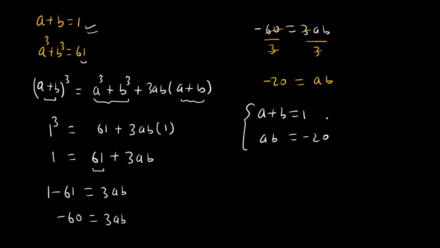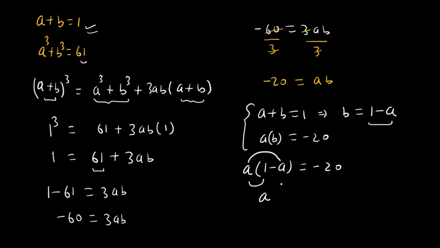Now b equals 1 minus a, so b is replaced by 1 minus a. Then a times (1 minus a) equals minus 20. a multiplied by 1 gives a, and a multiplied by negative a gives minus a square, equals minus 20. If we take all the expressions to the same side, we get a square minus a minus 20 equals 0. This is a quadratic equation.